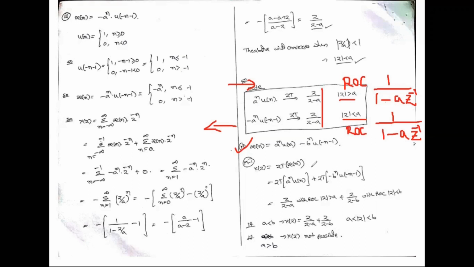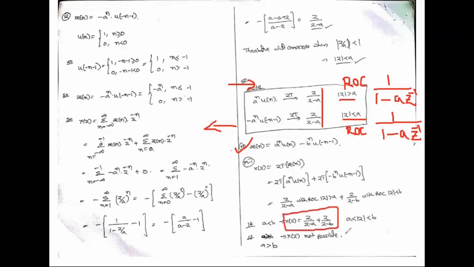According to the Z transformation definition, X of z is the Z transform of x of n, and we have the Z transform of the two functions. One is a power n mu of n, plus the Z transformation of minus b power n mu of minus n minus 1. This is a standard signal. Already we know a power n mu of n is 1 by 1 minus a Z inverse, in the positive powers Z by Z minus a with ROC Z greater than a. Instead of a power n, we take here b power n, so it is Z by Z minus b with ROC Z less than b. Now the Z transformation is X of Z equal to Z by Z minus a plus Z by Z minus b.